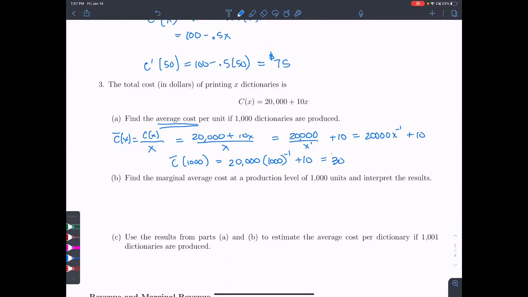So this is the average cost per unit if 1,000 dictionaries are produced. That's your answer there. I need marginal average cost. So we see the word marginal again. This tells us take a derivative. So we're going to do C bar prime. I'm going to take the derivative of the average cost function, which was 20,000 X to the -1 plus 10.